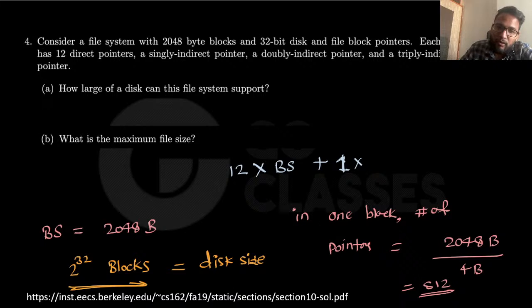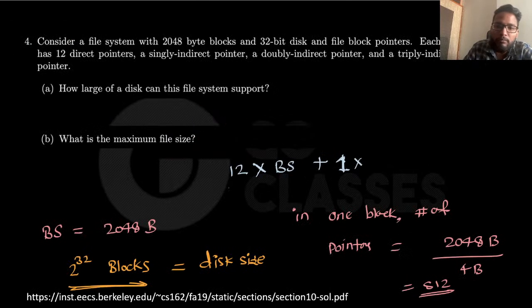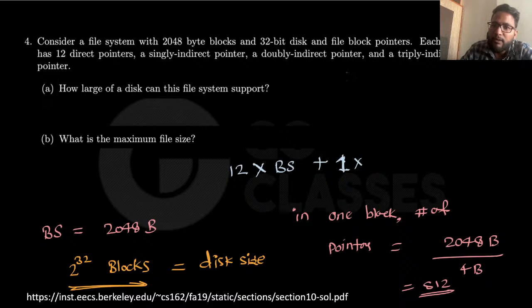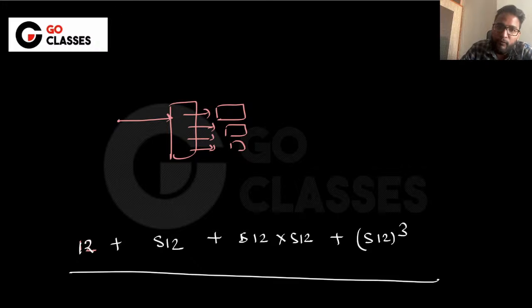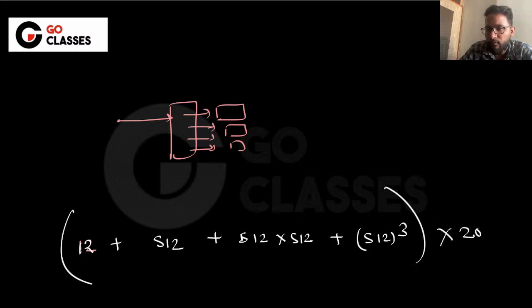So if it is singly indirect, then it is going to point to something which is actually pointing to 512 data blocks. So 12 direct blocks plus 512 blocks because of the single indirect, and because of the doubly indirect and one triply indirect. Because of the doubly it will be 512 times 512, plus 512 cubed. So these many blocks you can hold, and if you want to convert that to bytes, then you can multiply by 2048. These many bytes will be there.